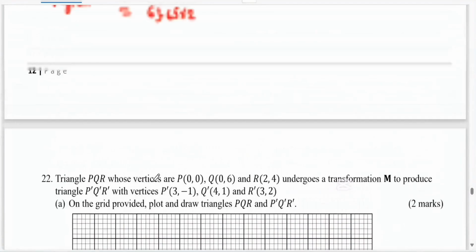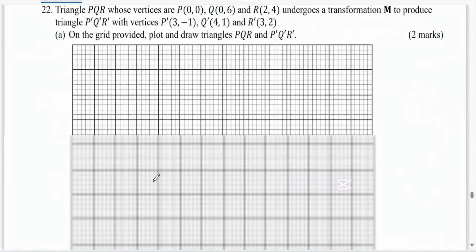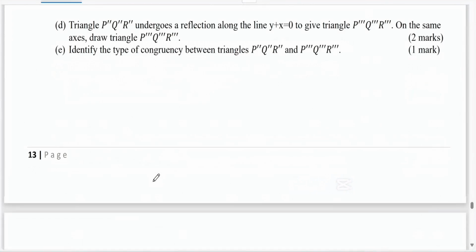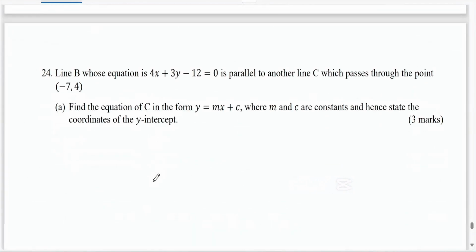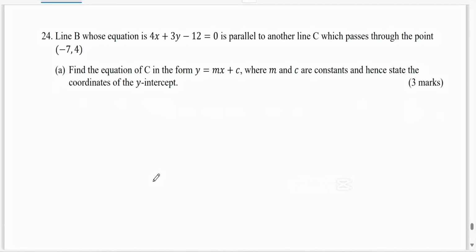So that's the answer for the last question. Let's go for that question, not the last question. The last question is equation of a straight line. So umeambiwa line B whose equation is 4x plus 3y minus 12 equal to 0 is parallel to another line C which passes through the point minus 7, 4. So swali lasema find the equation of C in the form y equal to mx plus c, where m and c are constants and hence state the coordinates of the y-intercept.